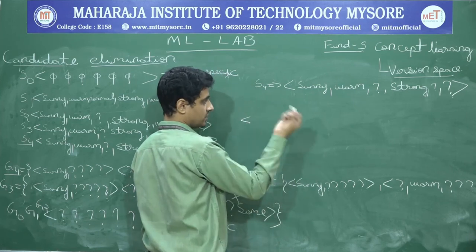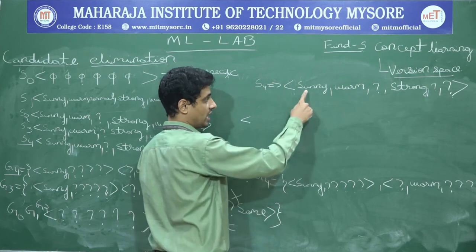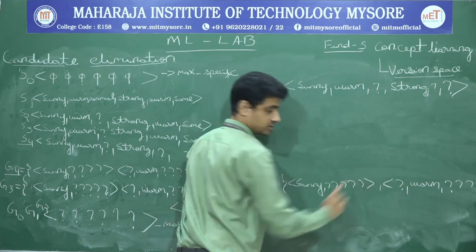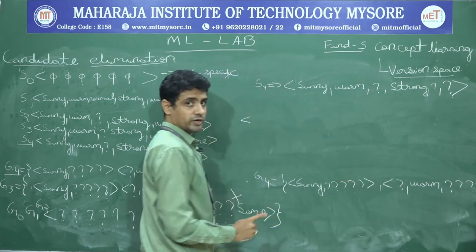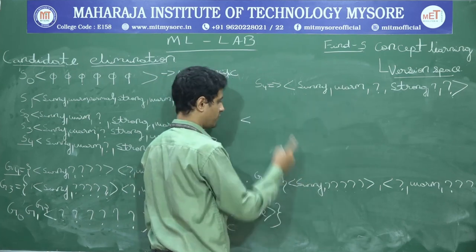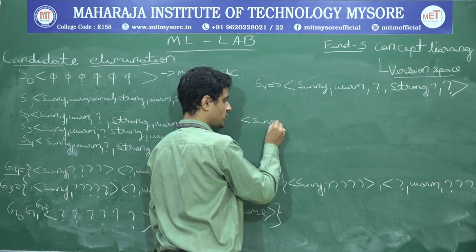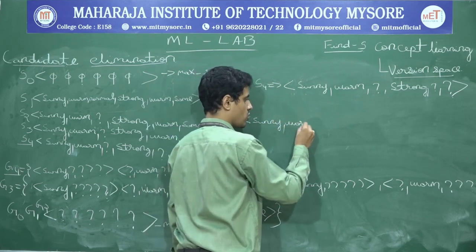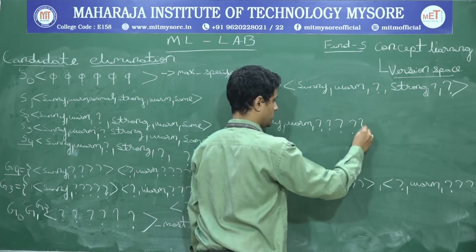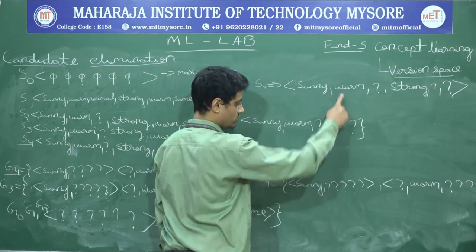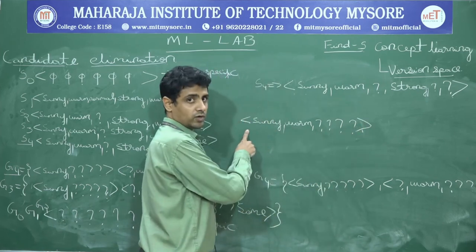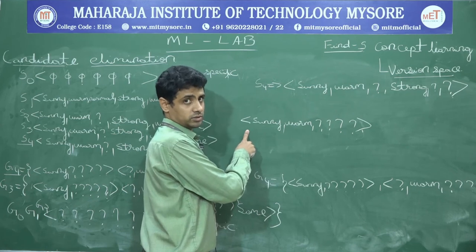How to write the version space? The first thing is very important. I have sunny here, warm and strong is there, sunny and warm is here. So we need the combination of values with this. Sunny can go with warm, so we can write sunny, warm, question mark, question mark, question mark, question mark. Sunny is the first value and warm is the second attribute value. I have replaced it, to get the version space, the intermediate hypothesis.